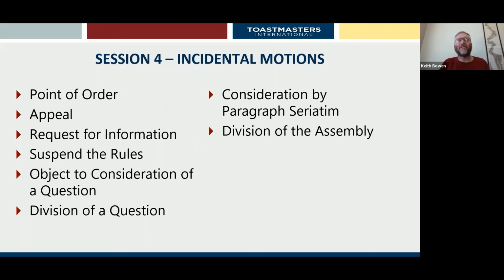Very similar is the consideration by paragraph, seriatim. It's where you might have a report that has various components and you want to consider the report separately and deal with the chapters individually, or you have a complicated resolution. In Toastmasters, we don't have that a lot, but it can be done. We generally tend to try and break up resolutions into the smallest parts possible, but it is possible that someone's put a proposal together and the components could be considered independently. You do that, and then once each of them is approved, you come back to the whole.